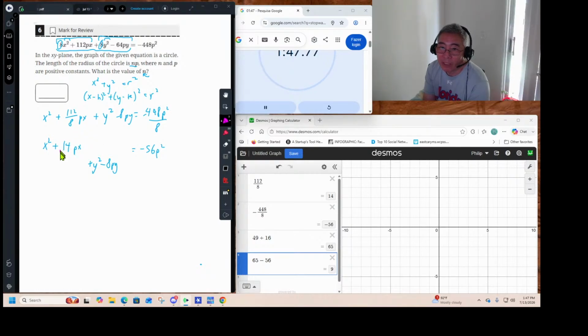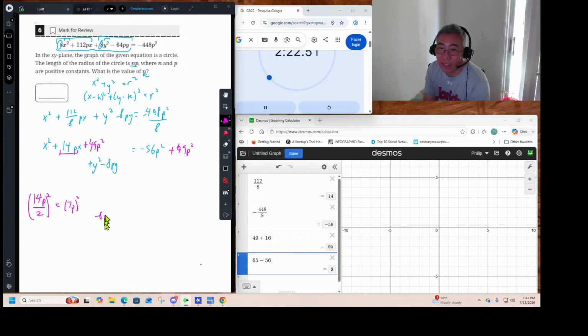To complete the square, basically we take the coefficient of the x term, and we add 14 divided by p divided by 2, squared. That would be 7p, squared, which would be 49p squared. We would add that to both sides. Then we would do the same thing here.